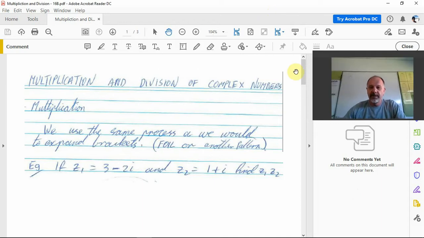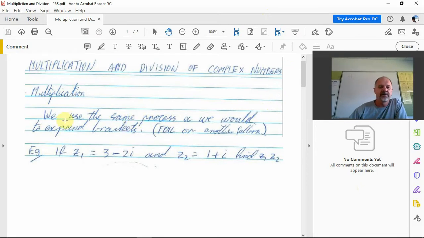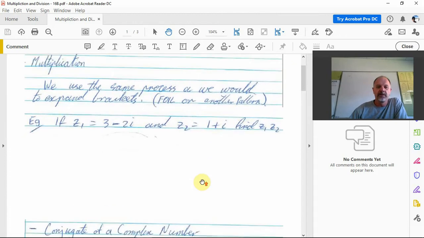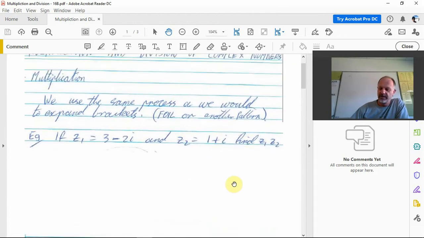Alright, so today, after that first little bit of introduction last time, we're looking at multiplying and dividing. First of all, we'll start with multiplication, and we've used techniques before for that. We use the same process as we would when expanding brackets, so FOIL or whatever pattern it is that you use to do that.